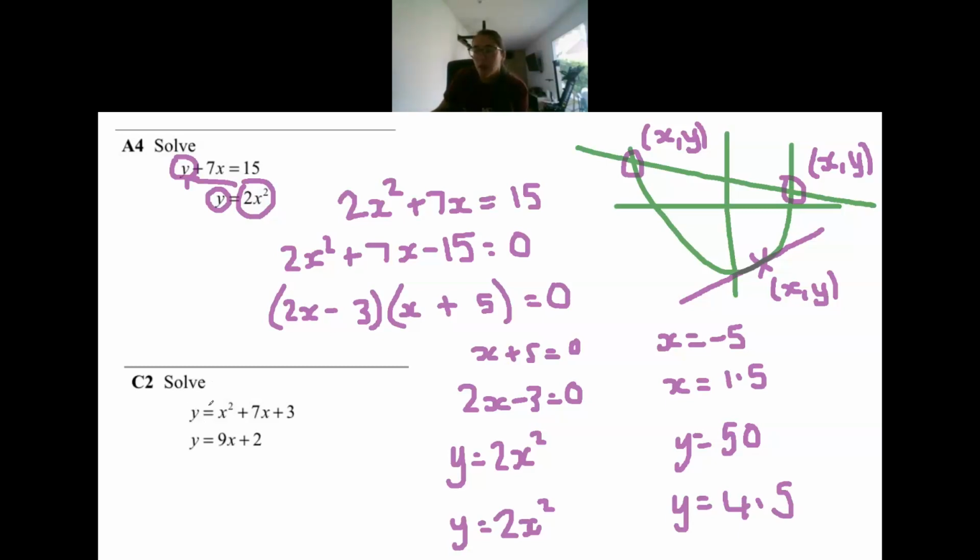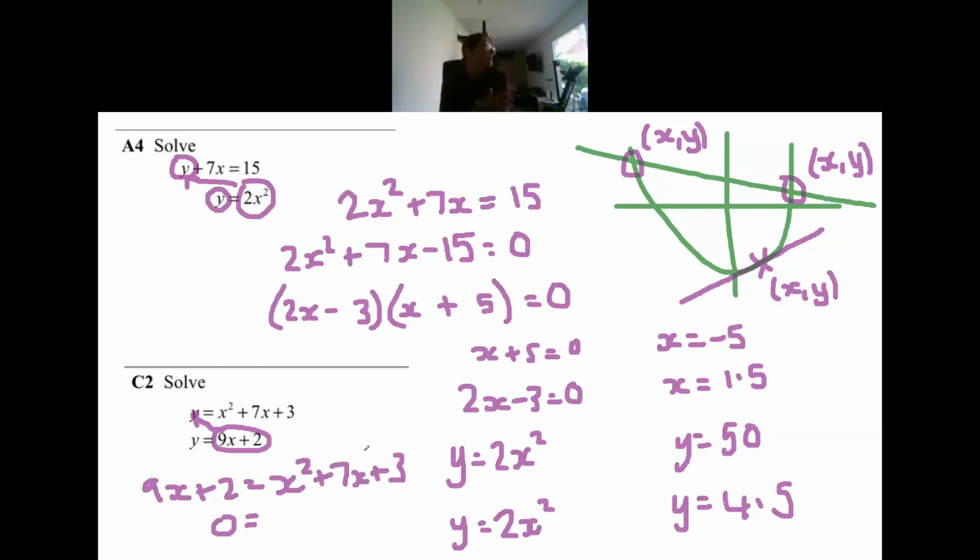With this one, it looks slightly different. They're both equal to y. So if y is 9x plus 2, you put it in place of there. So you just say 9x plus 2 equals x squared plus 7x plus 3. Same thing, you want to make it equal to 0. So take the 9x, take away the 2, factorise, solve for x, substitute in.